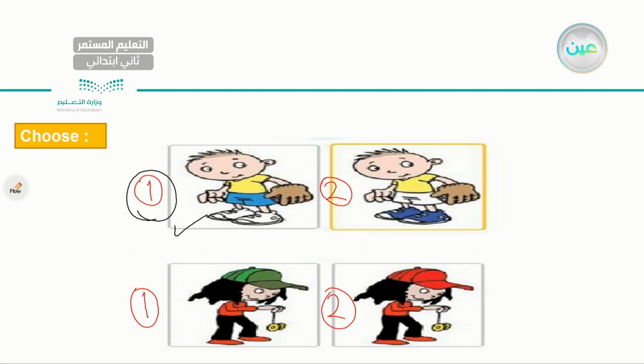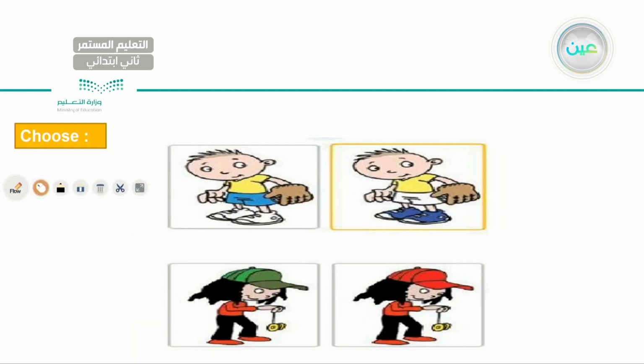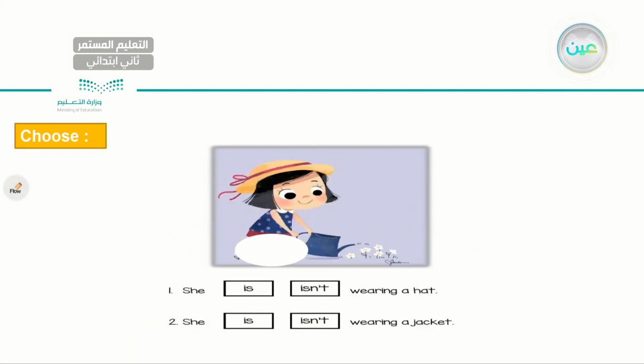So, the girl I'm describing is wearing a red hat. A red hat, very good. So here we are talking about girl number 2. I'm describing this girl. Let's describe her outfit one more time. She's wearing a red cap, she's wearing a red shirt, and she's wearing black trousers. Very good.